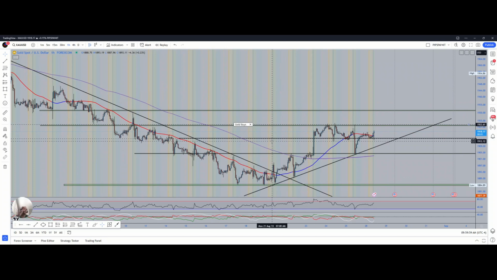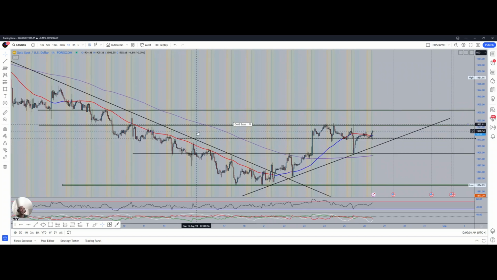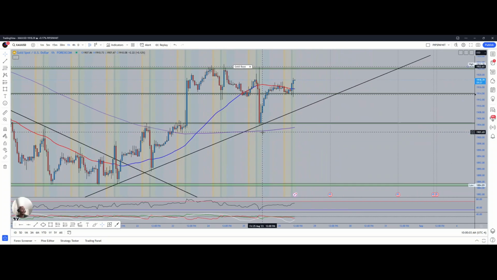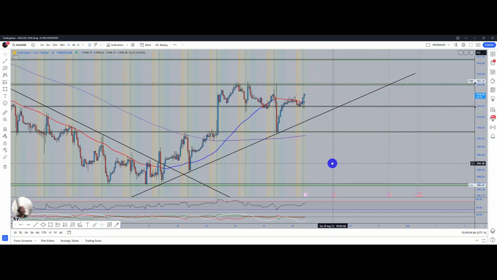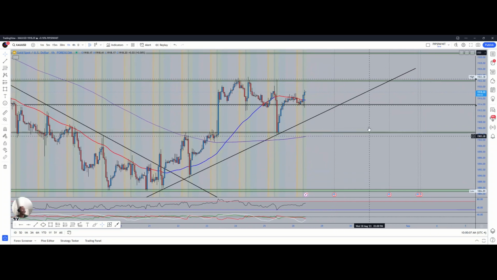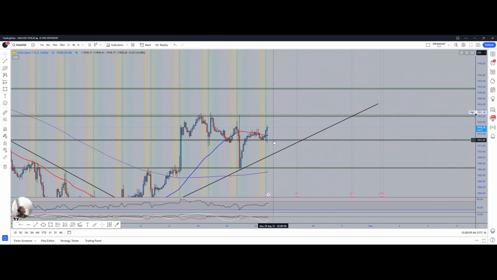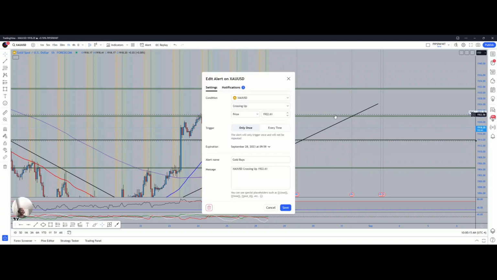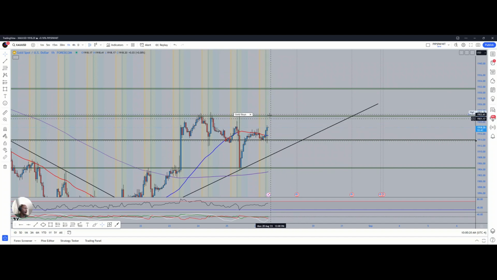All right, guys, that's pretty much it for my gold breakdown. Pretty easy, as you can see here. It's always good to be organized when you mark up these charts. So gold buys only if price breaks 1922.61, and if it breaks, let me just put some arrows here.